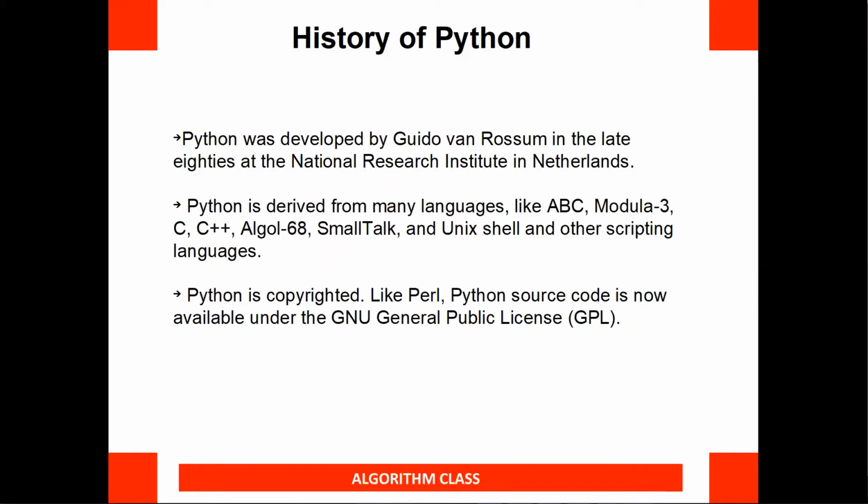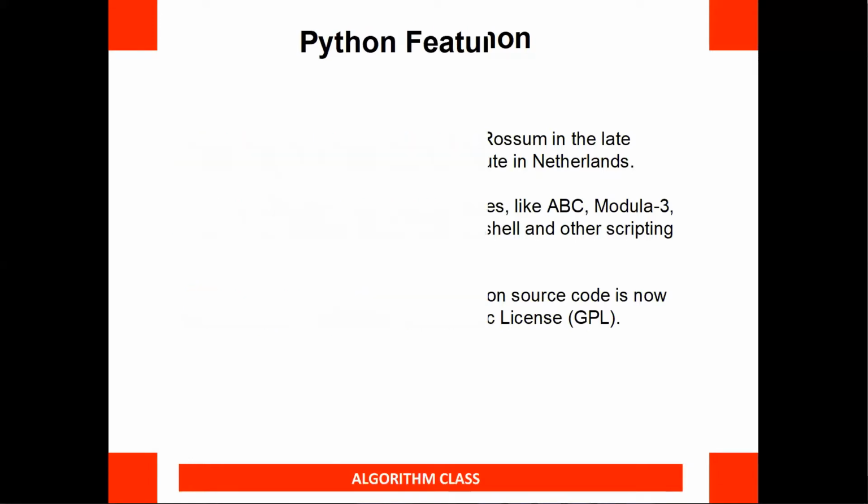Python is copyrighted, and Python is open source. The code is now available under the GNU license.